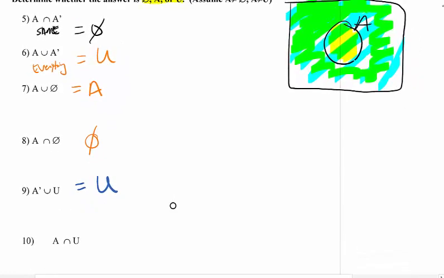Going to number 10, the intersection of those two. So my universal set is the whole thing colored in blue. A is my yellow portion. So what's overlapping is only the yellow portion. So that is equal to A. I'm just going to write what number 11 and 12 are up here so I can keep the graph, the sketch I have.